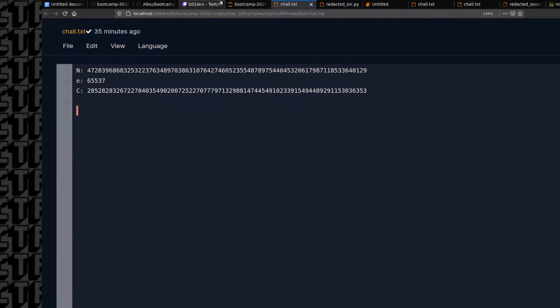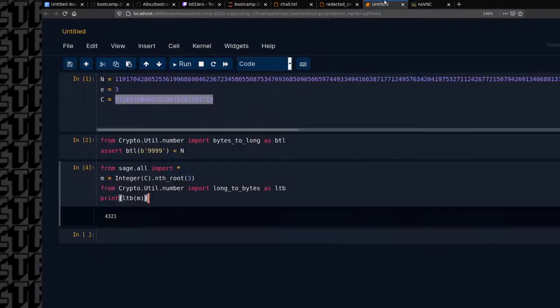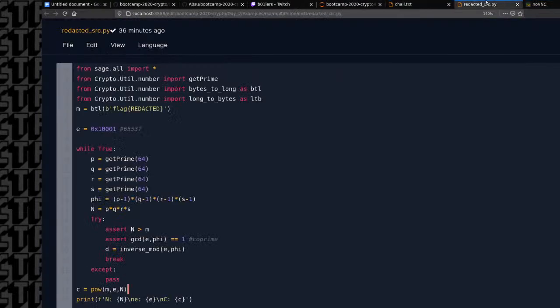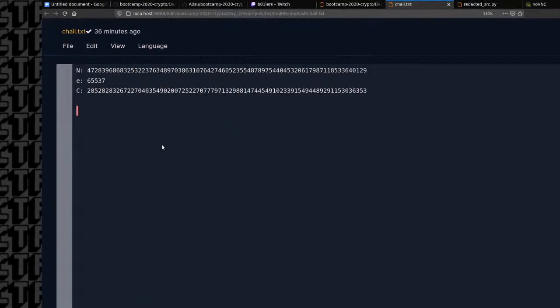So I'll give you guys a few minutes to attempt that, or if you want to just take a look at this solve.